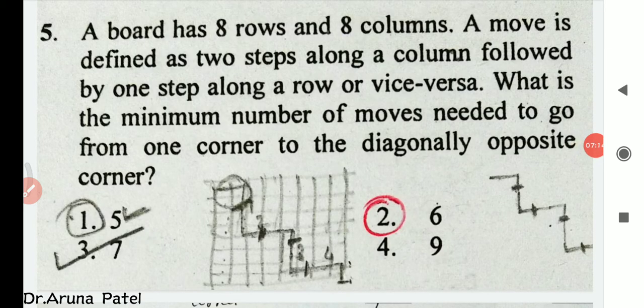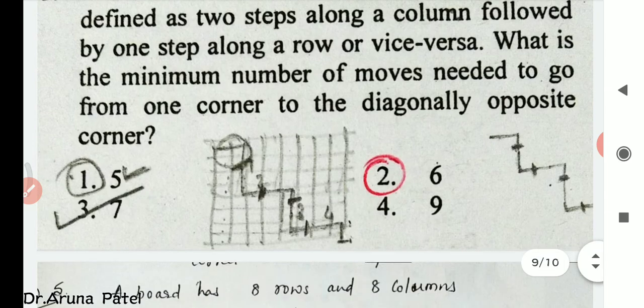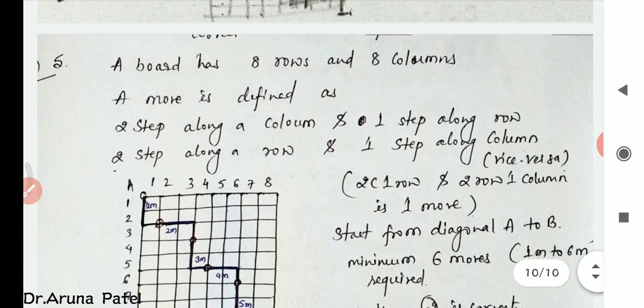A board has 8 rows and 8 columns. A move is defined as 2 steps along a column followed by 1 step along a row, or vice versa. So what is the minimum number of moves needed to go from one corner to the diagonally opposite corner? So you have to see the solution here. A board has 8 rows and 8 columns. A move is defined as 2 steps along a column and 1 step along a row, and vice versa, meaning 2 steps along a row and 1 step along a column.